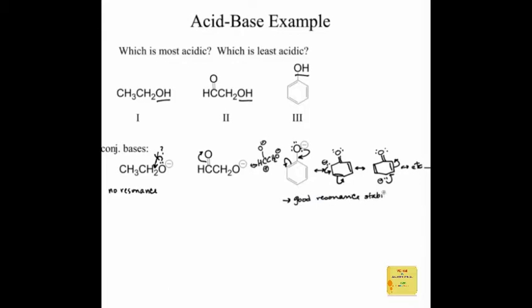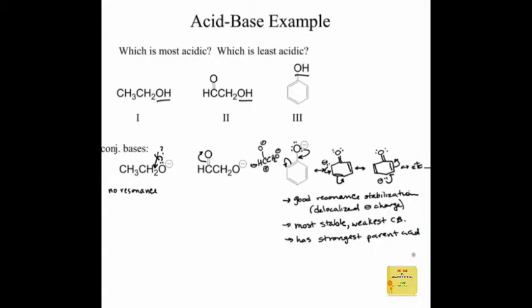stabilization. And that's because we have delocalized the negative charge. So this is most definitely going to be the most stable conjugate base. The most stable conjugate base is the weakest conjugate base. And the weakest conjugate base has the strongest parent acid. So this has the strongest parent acid. And so we would expect 3 to be the most acidic.